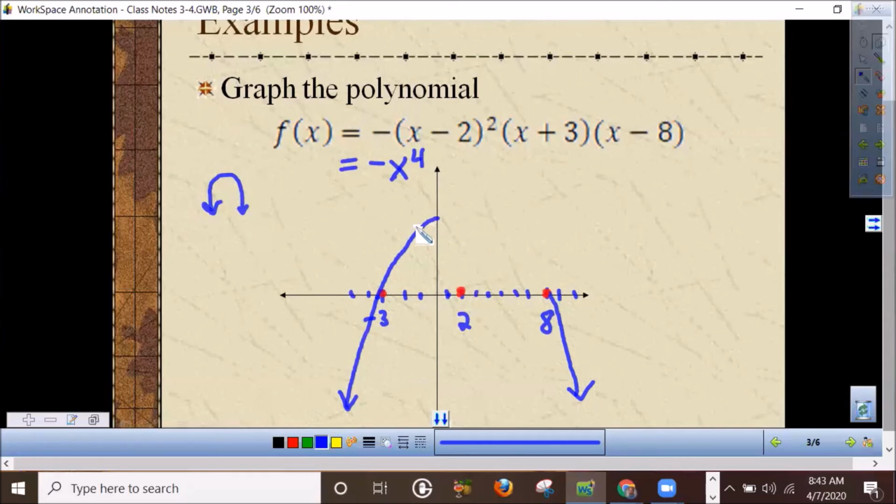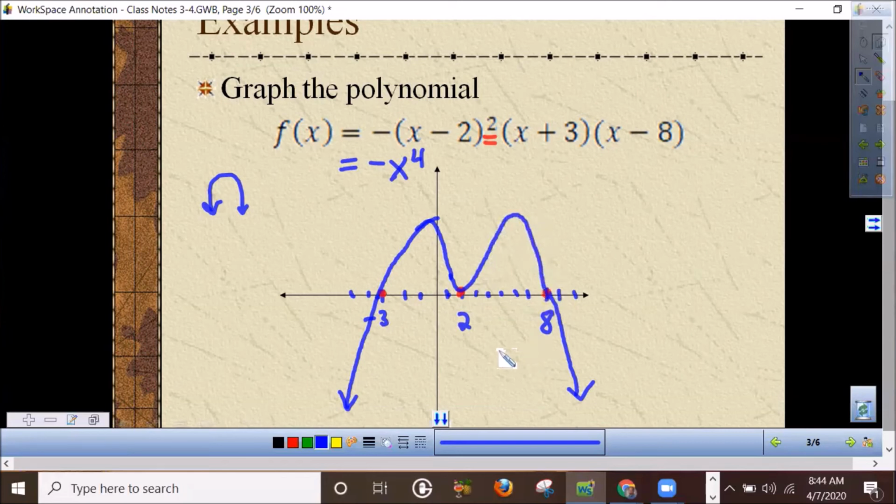And at some point, this graph is going to have to turn around and come back down towards that 2. Now, what happens at the 2? This graph is not going to cross through the x-axis. We said that if a 0 has even multiplicity, the graph should just kiss the x-axis. So it's going to come down here, touch the x-axis at 2, turn around and go back up. And at some point, it's going to turn around again and head back down toward that +8.